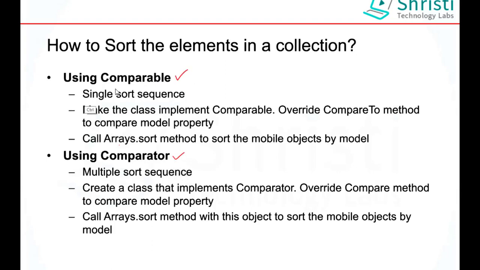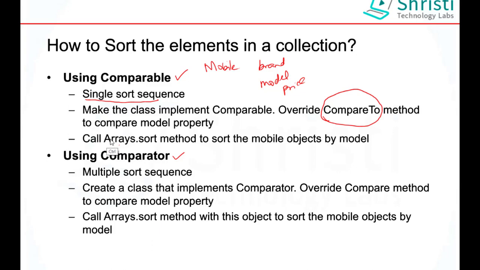In case of Comparable, you will get only a single sort sequence. In this case, you need to make the class implement Comparable. Say for example, I have a mobile class with brand, model and price. My class should implement Comparable. We need to override the compareTo method from Comparable and specify the property with which you want to sort the elements, whether you want to sort the mobile objects by brand or model or price. That implementation should be given in the compareTo method. Because you can compare only one single property, you can have only a single sort sequence.